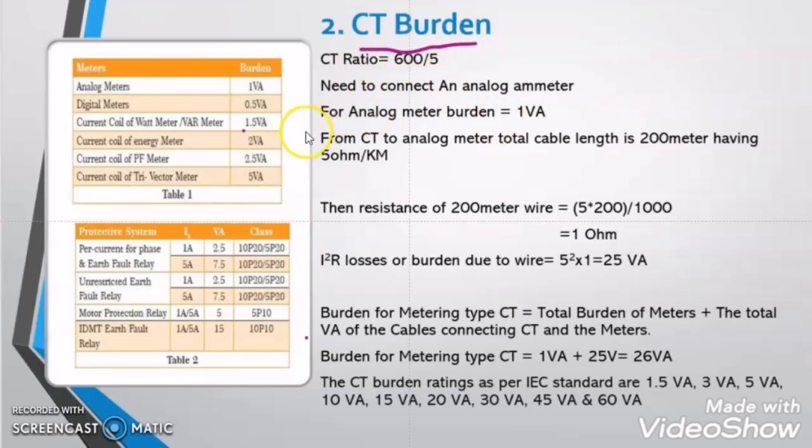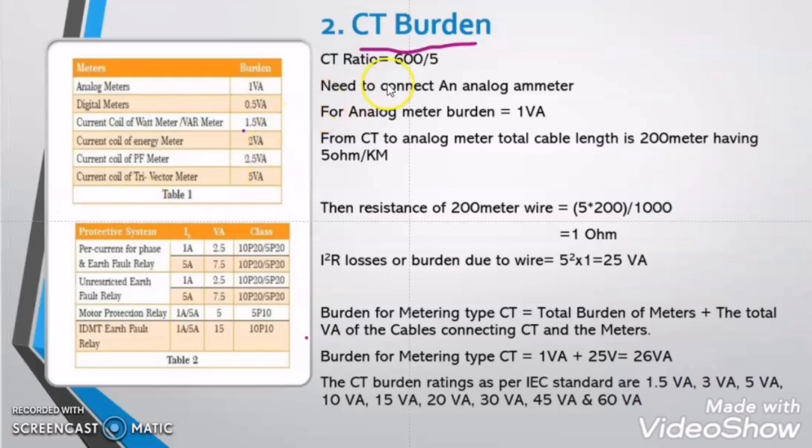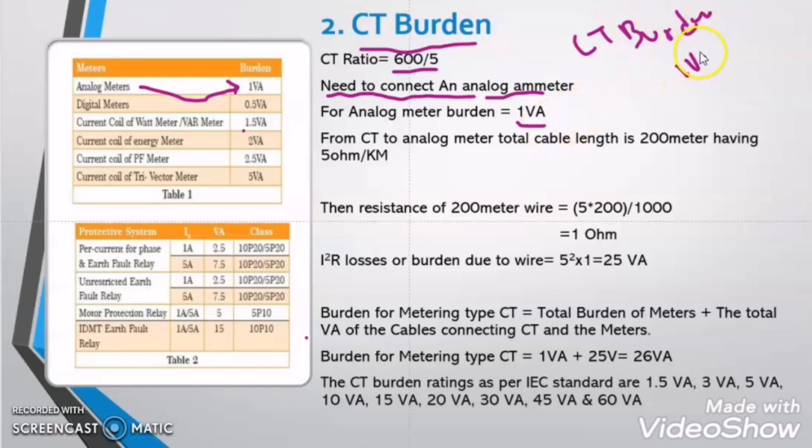We need to calculate the CT burden. As I told you, in my case, I have to connect one analog ammeter with this CT. So the CT ratio we selected is 600 by 5, and I need to connect an analog meter with the CT in order to measure the current. As per this chart, we can see that the analog meter has the burden of 1 VA. Then the CT burden which I'm going to select must be greater than 1 VA. So I can go for either 1.5 VA, 3 VA, 5 VA, 10 VA, any CT I can select, because my burden on the CT is only 1 VA.